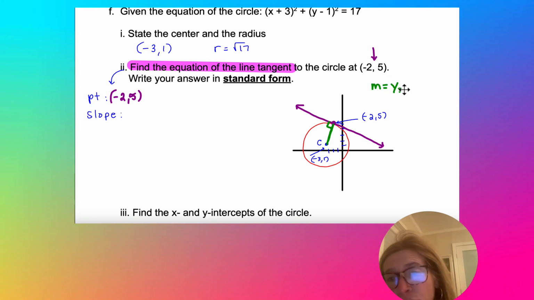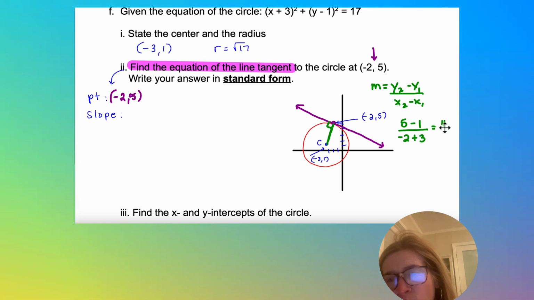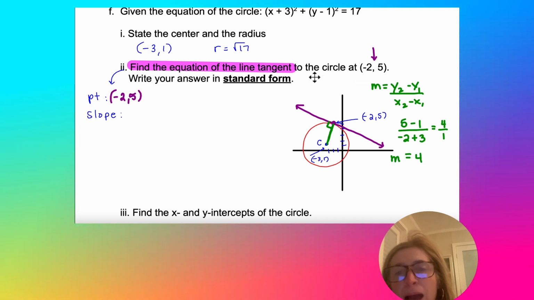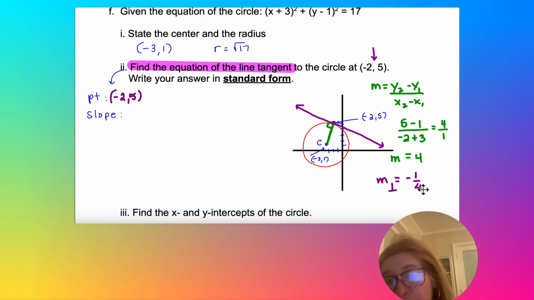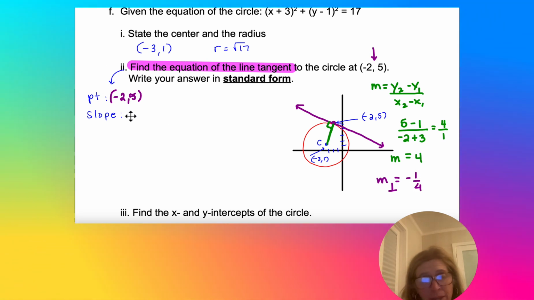I'm going to do y2 minus y1 over x2 minus x1, or change in y over change in x. That gives me 5 minus 1 all over negative 2 plus 3, which gives me 4 over 1. So the slope of my green line is 4. But I need the slope of the purple line. Now I know they're perpendicular, so the perpendicular slope would be the opposite reciprocal, negative 1/4. All right, so I have my point and I have my slope.